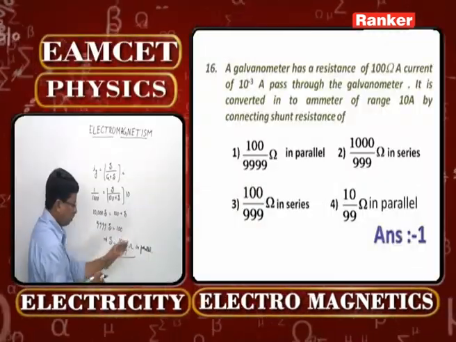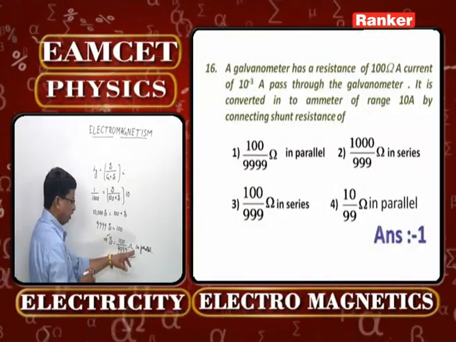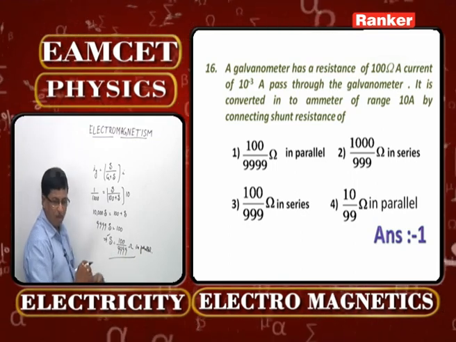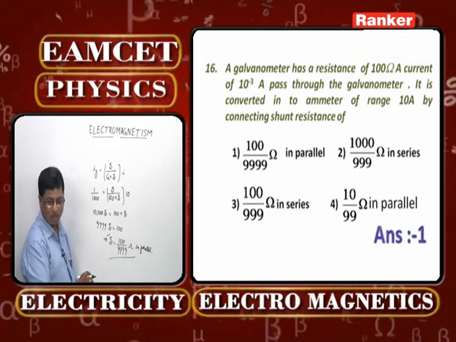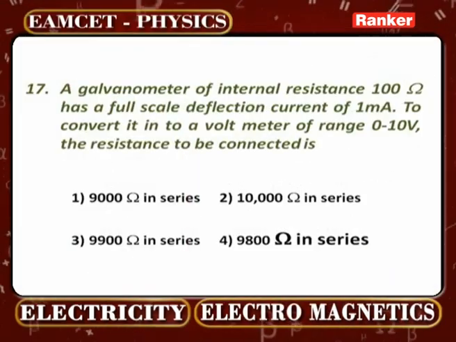So what is the correct option over here? First option is given, 100 by 4 nines in parallel. That is the concept you have to take up. Look at the next one, that is 17.